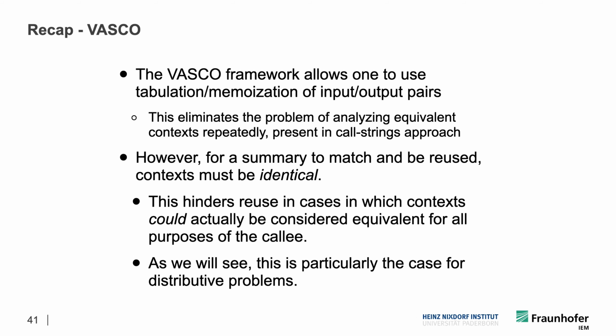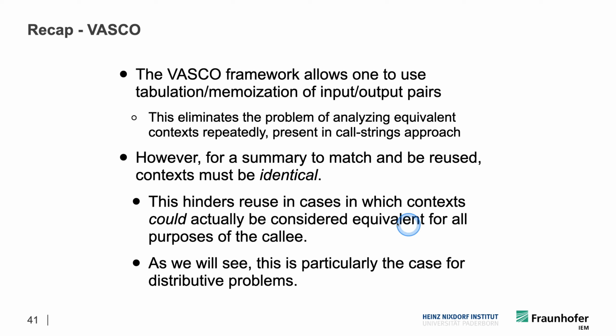So just to recap, the VASCO framework allows one to use tabulation or memoization of input and output pairs. And yes, this does eliminate the problem of analyzing equivalent contexts repeatedly, as you have seen it in the call strings approach. However, for a summary to match and to be reused, contexts must really be identical. And in the example I showed you, they were not identical, right? So we had this variable I that had a different value for both contexts, and that then led to a reanalysis of the callee procedures.